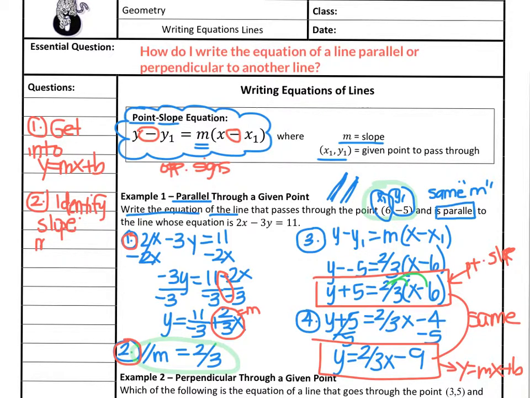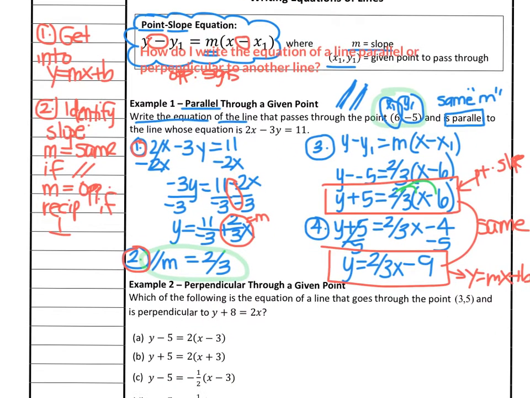So m is going to equal the same if parallel, and m is going to equal the opposite reciprocal if perpendicular. Okay, and we'll get into another example with that if you're not positive on how to do that yet.